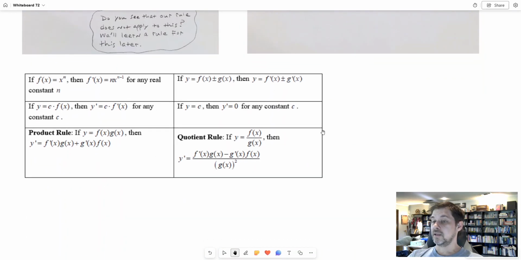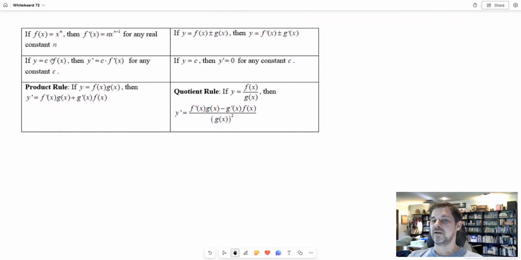Okay, here they are as we're learning them at the moment. This is the power rule that I just explained to you a little bit about. This says if one function is the sum of two others, then the derivative is the sum of the derivatives. If we have a constant coefficient of a function, a constant c times f of x, we carry that constant into the derivative. The derivative of a constant all by itself is 0. And then there's the product and quotient rules.